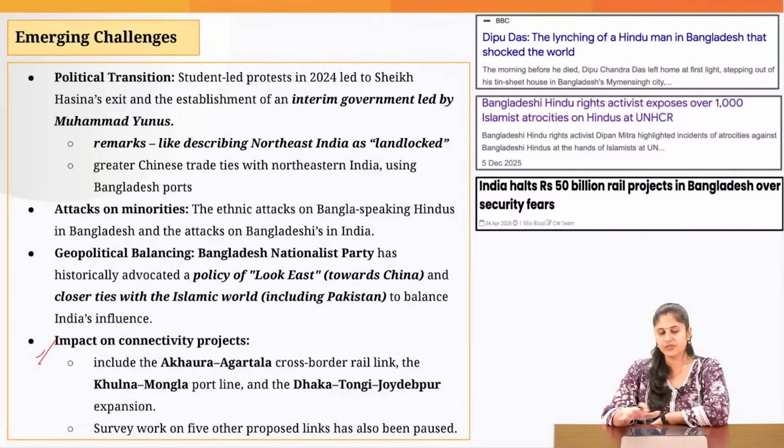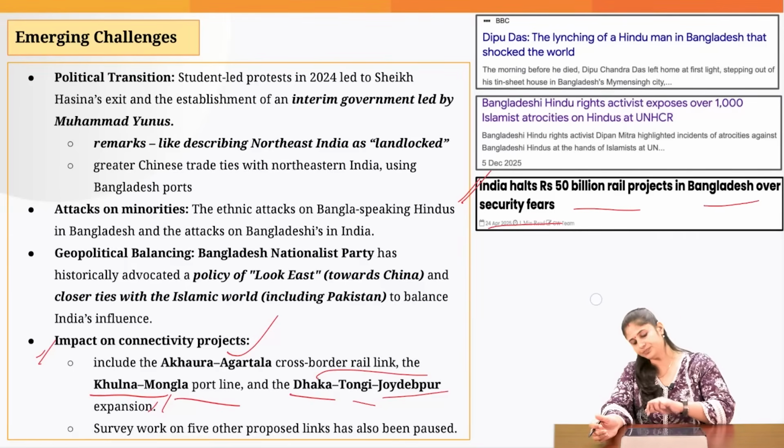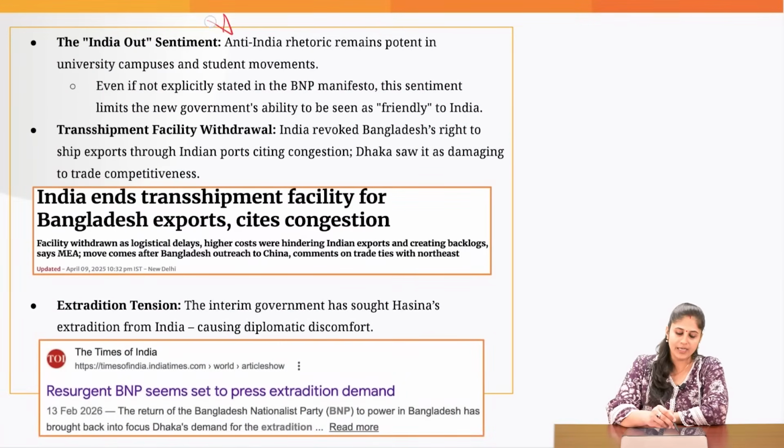Then, because of the deteriorating security condition in Bangladesh, the Indian government halted various connectivity projects because of security fears, and these include the Akhaura-Agartala cross-border rail link, the Khulna-Mongla port line, the Dhaka-Tongi, Joydebpur expansion, and various surveys that we were carrying out for upcoming connectivity projects were also halted. Then, currently we are seeing an India Out sentiment because the current government is more tilted towards China and is more oriented towards strengthening its relation with Pakistan.